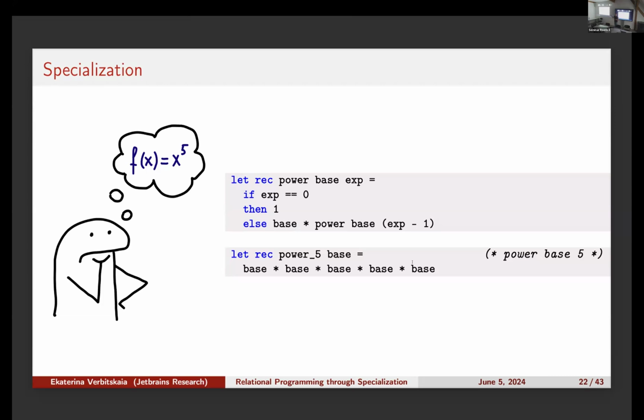So for example, if I have a power function here, but we only need to always compute power 5, we can specialize this program and create a program that doesn't do any conditional checking. It doesn't call power recursively. We can just create a function which computes power 5 by multiplying.